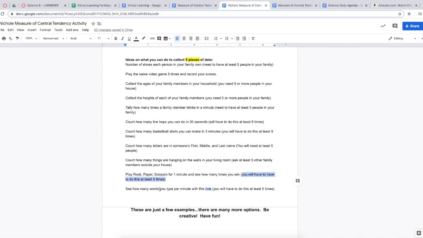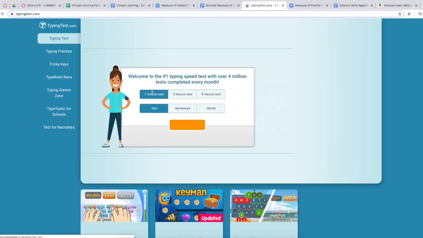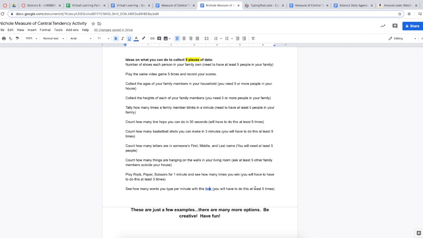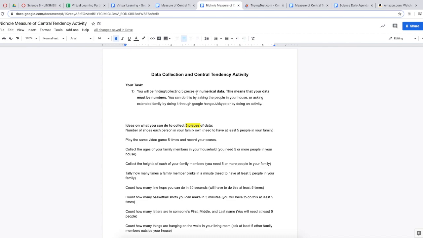You could see how many words you can type per minute. I even included a little link here that takes you to a website in which you can click a 1-minute test, and then you can start typing, and you could do that 5 times. These are just a few examples. There are so many more options that I can't even think of myself. So have fun, be creative, just make sure that it's school appropriate. So this is your assignment today, to collect 5 pieces of numerical data.